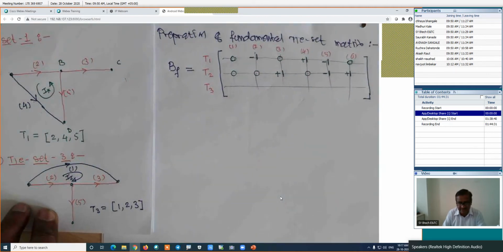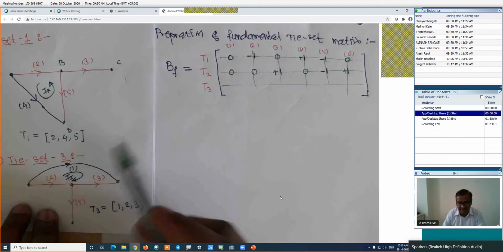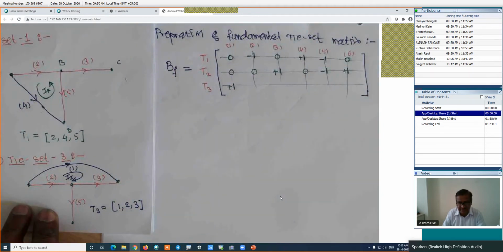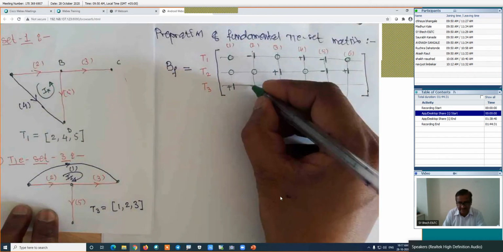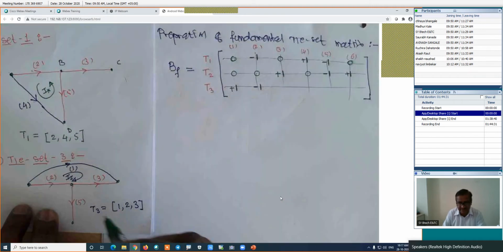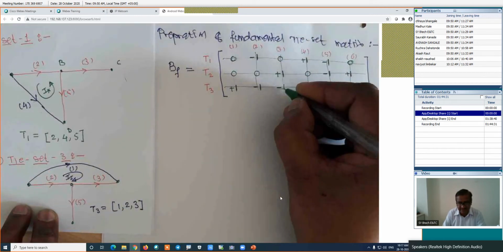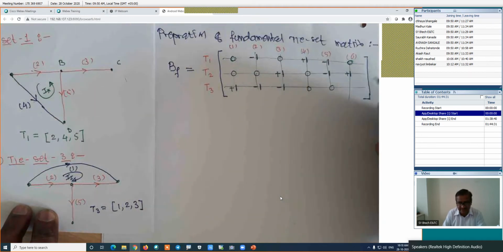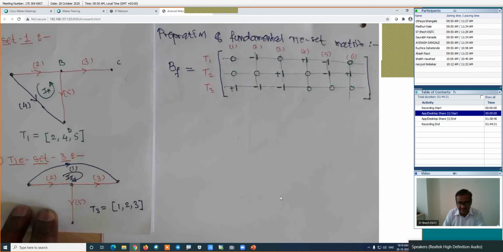In this case, this is branch number 1. Its direction is the same as this loop current direction. That's why for branch number 1, its entry is +1. Branch number 2, its direction is opposite to that of this loop current direction, meaning its entry is -1. Branch number 3, its direction and the direction of this current are opposite. That's why its entry is -1. And branch number 4, branch number 5, and branch number 6 are not part of this loop, or not part of that Triset. That's why those entries will be 0.